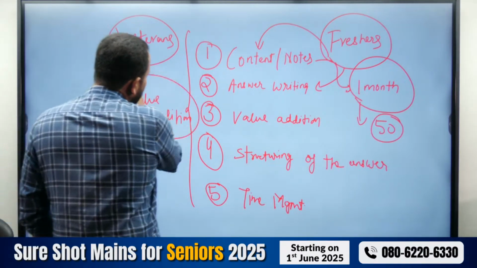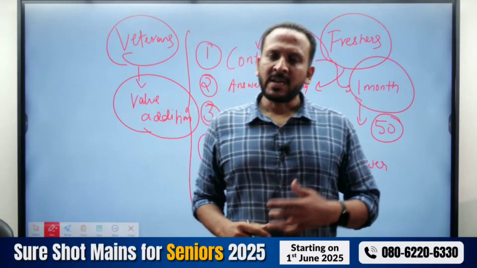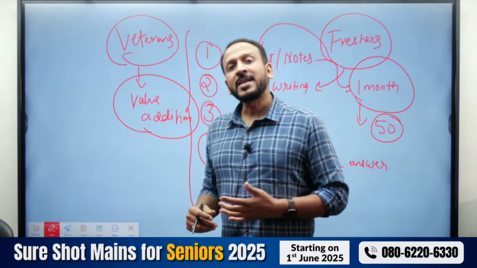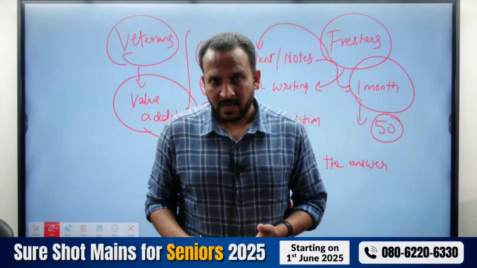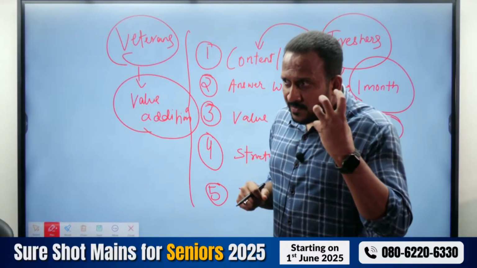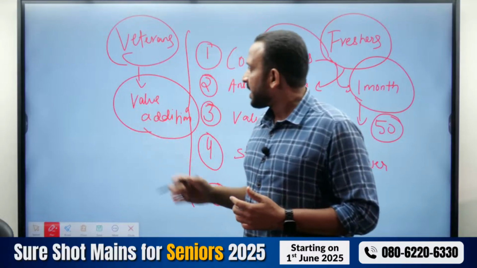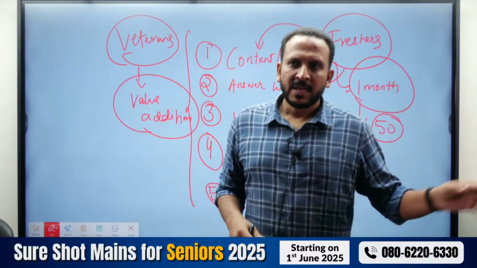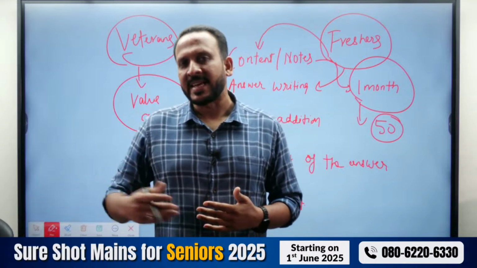Because it is very easy to score 3.5 marks out of 10. But you all know that by scoring 3 or 3.5 marks out of 10, you will not see your name in the list, right? So value addition is very important. If you are a veteran, you have to focus on answer writing as well as notes making. So managing time is very, very difficult in the next 80 days.